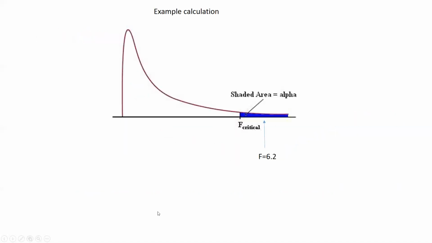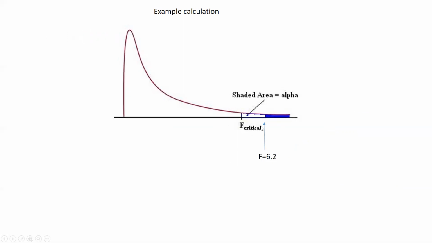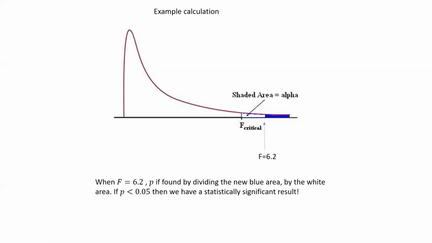And in our case, for our fitted model we've arrived at a value of F which equals 6.2, and it may correspond to the area under the curve from this onwards to the right, i.e. here. So when F equals 6.2, this corresponds to this much of our curve. And what we do is we divide the area which is blue by the area which is white. And that's how you find your p-value. So when F equals 6.2, p is found by dividing the new blue area by the white area.